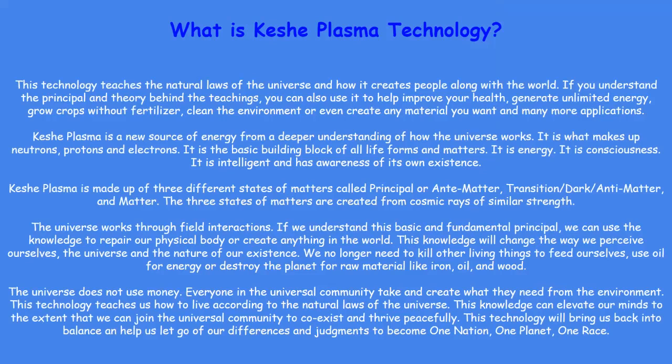Keshe Plasma is a new source of energy from a deeper understanding of how the universe works. It is what makes up neutrons, protons, and electrons. It is the basic building block of all life forms and matter. It is energy. It is consciousness. It is intelligent, and it has awareness of its own existence. Keshe Plasma is made of three different states of matter called principle or antimatter, transition or dark antimatter, and matter. These three states of matter are created from cosmic rays of similar strength.